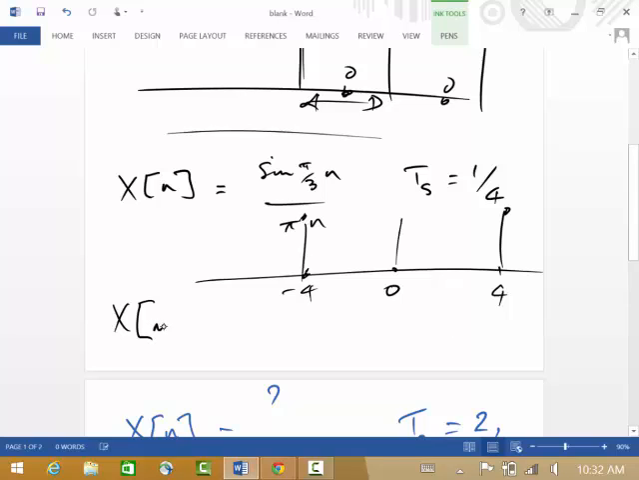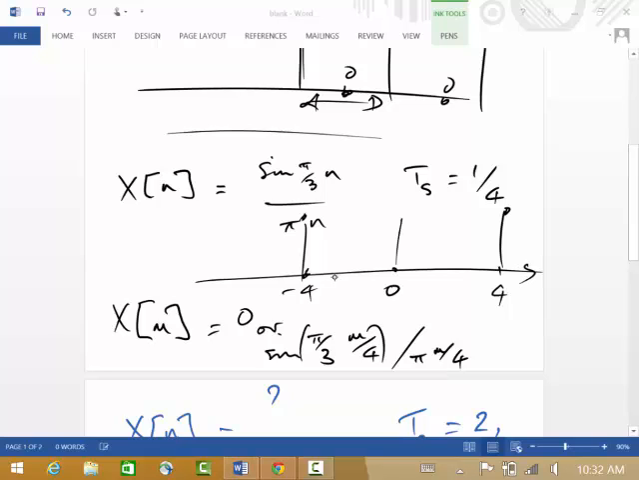So x of m equals 0 or sine pi by 3 m over 4, all over pi m over 4, if m is a multiple of 4. Is that correct? Do you see what I'm trying to say? If m is the integer labeling the bottom axis here, 0, 1, 2, 3, 4, etc., I think that's what my function is in terms of m.